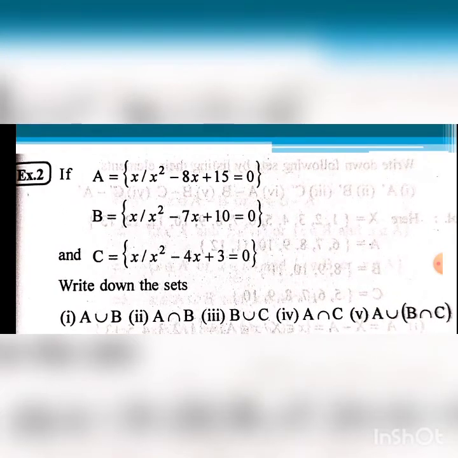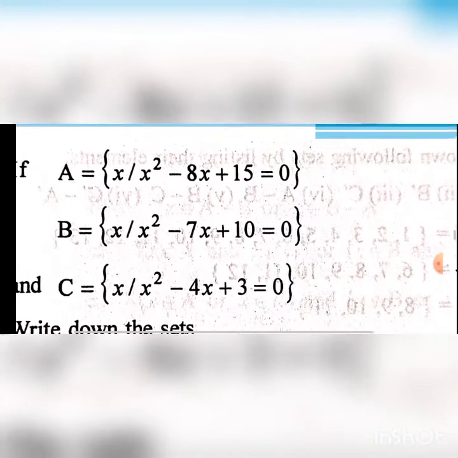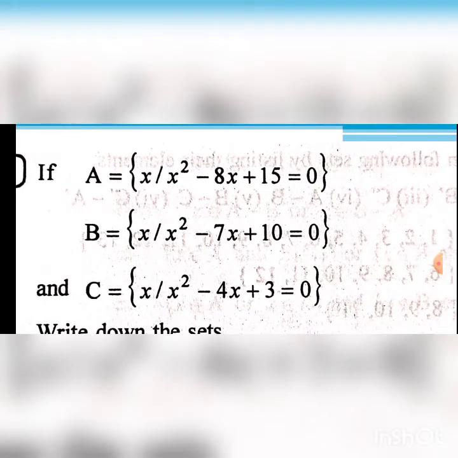We have been given three sets A, B and C. What is the set A? A is equal to {x such that x square minus 8x plus 15 equals 0}. The next set is B equals {x such that x square minus 7x plus 10 equals 0}. Then C equals {x such that x square minus 4x plus 3 equals 0}. And we have to find these 5 sets. What are these? A union B, A intersection B, B union C, A intersection C, A union (B intersection C).